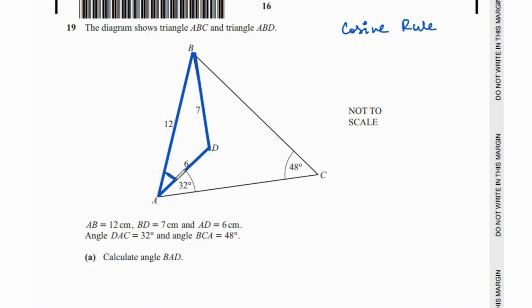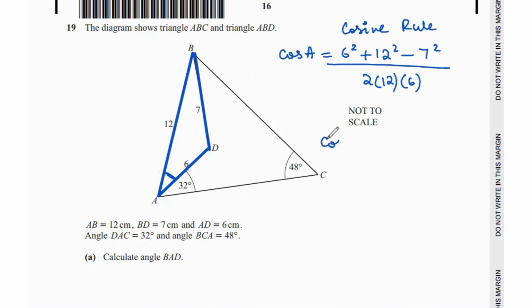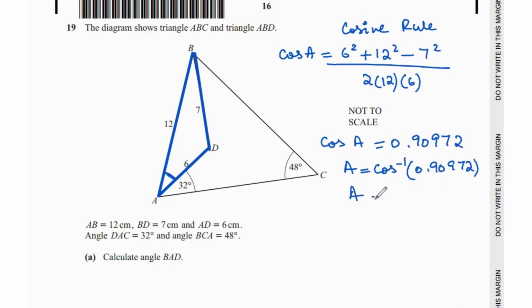So if you want to find angle A, that's going to be 6 squared plus 12 squared minus 7 squared over 2 times 12 times 6 equals cos of A. That gives us 0.90972. Find the inverse of this value, and that leaves us with a value of 24.53 degrees. That is your angle BAD.